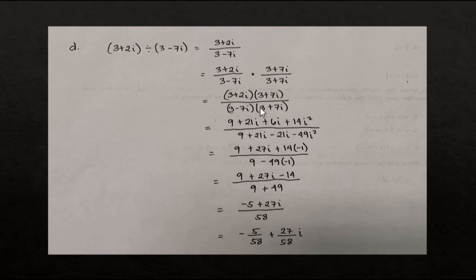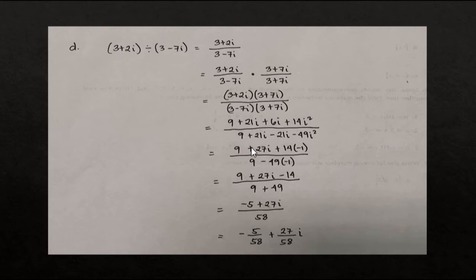And negative 7i times 7i, that is negative 49i squared. So, combining like terms, 21i plus 6i becomes 27i. Then we have 14, and i squared again is negative 1.